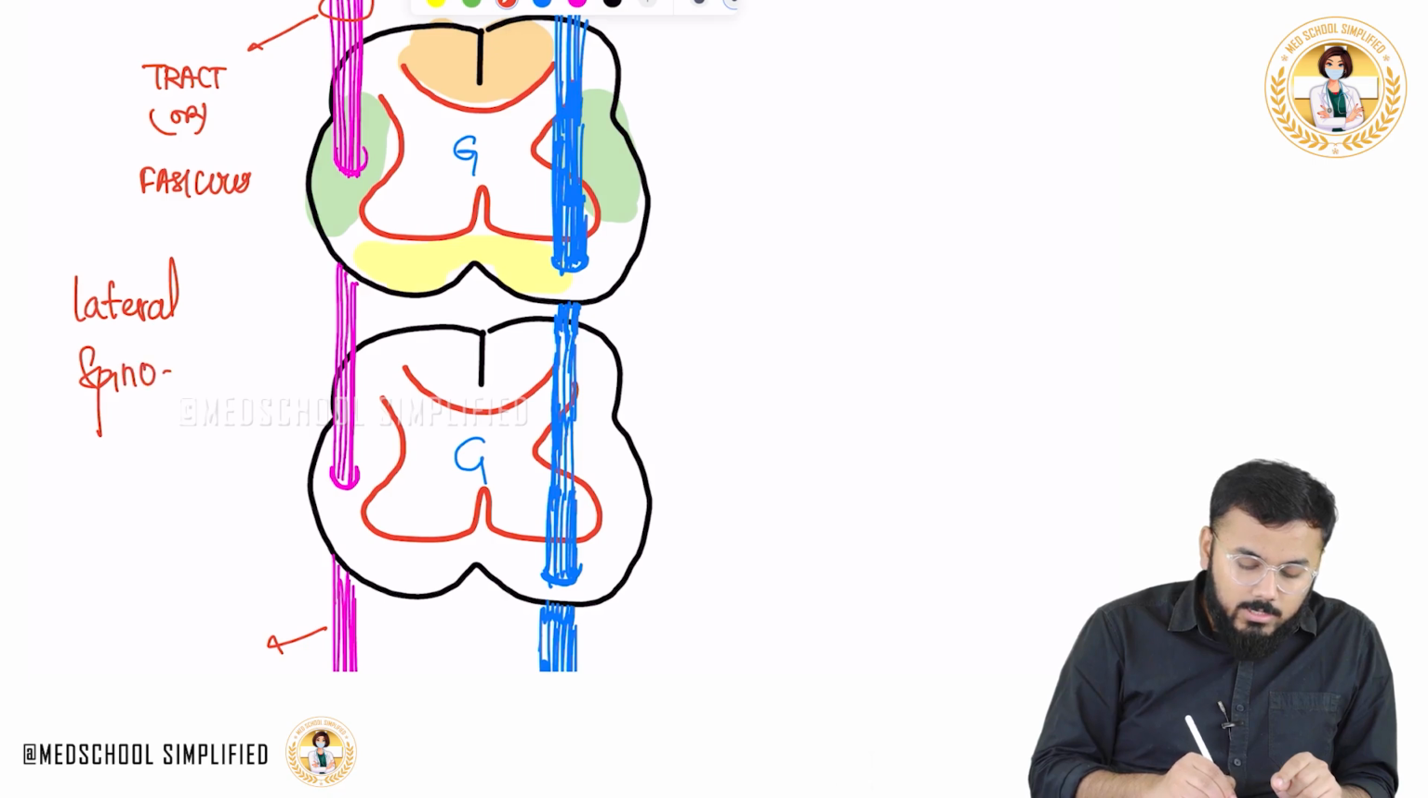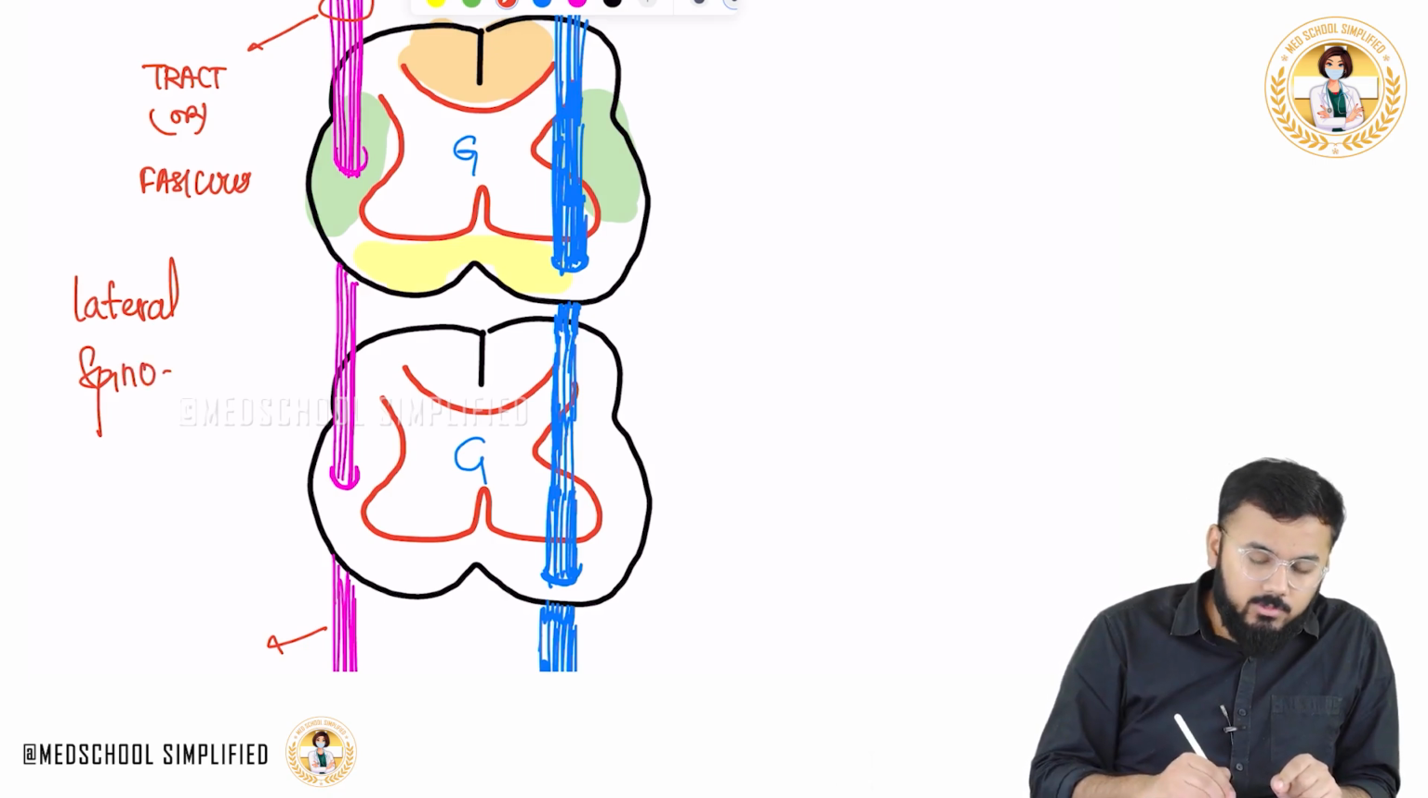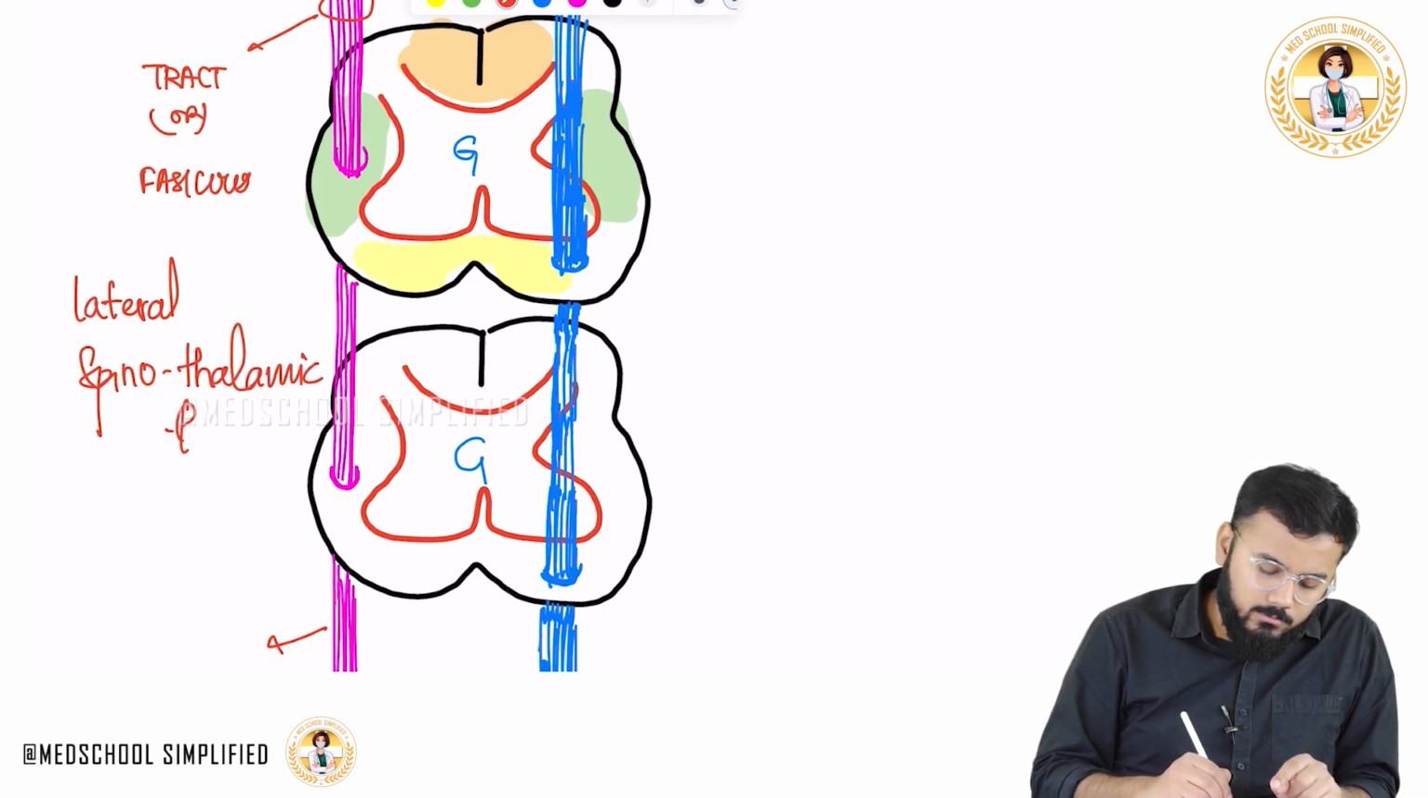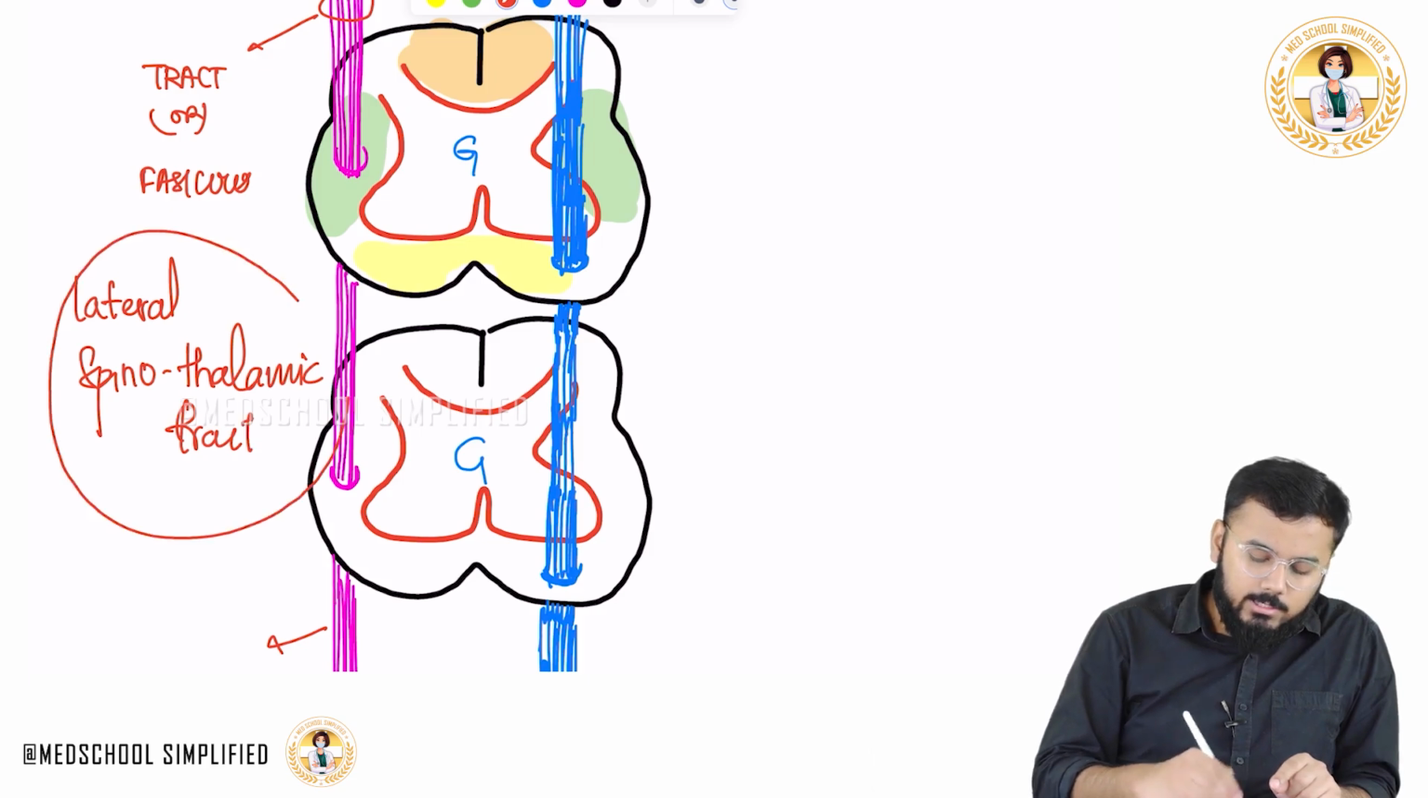So spino, till where will they pass? They will pass till the thalamus, and from the thalamus to the cortex. So spinothalamic tract. You see, lateral spinothalamic tract.